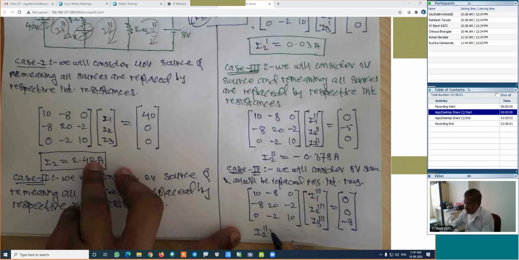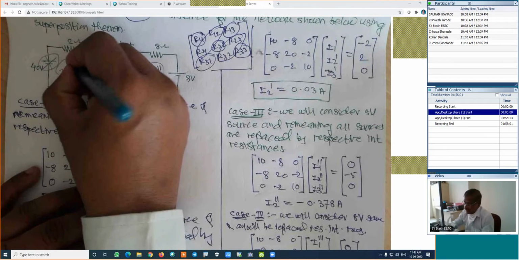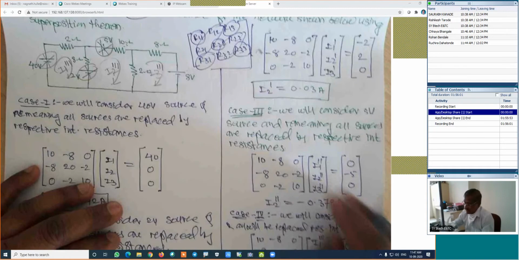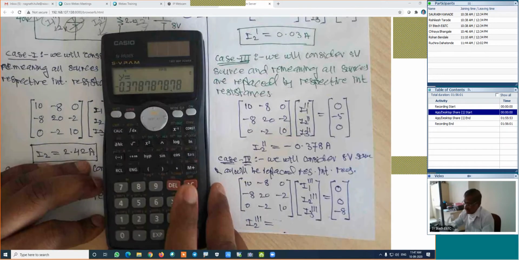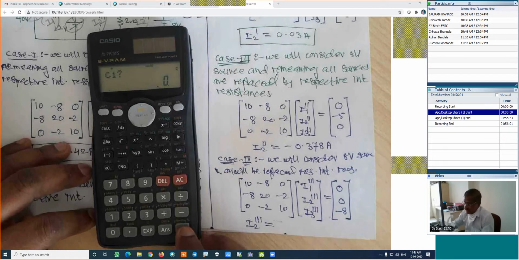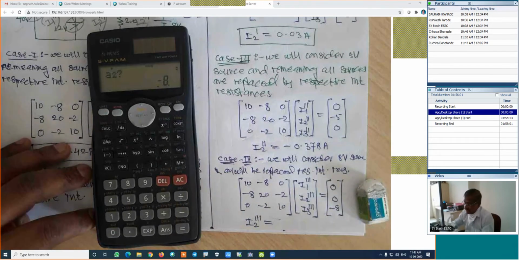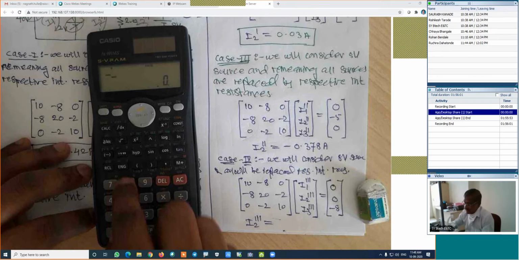And here we are interested in the last value, because I will name these currents I1 triple dash, I2 triple dash, and I3 triple dash. That's why we are interested in I2 triple dash. In the calculator, I have already entered the values. E1 is 10, this is B1, C1 is 0, and D1 is 0. The next value, A2, is -8, 20, -2, this is -5, that will become 0, this is 0.